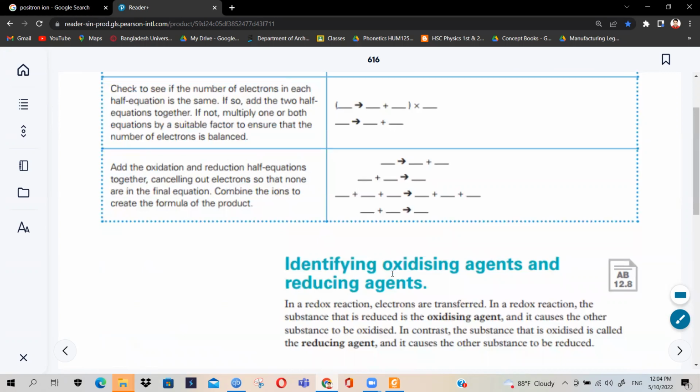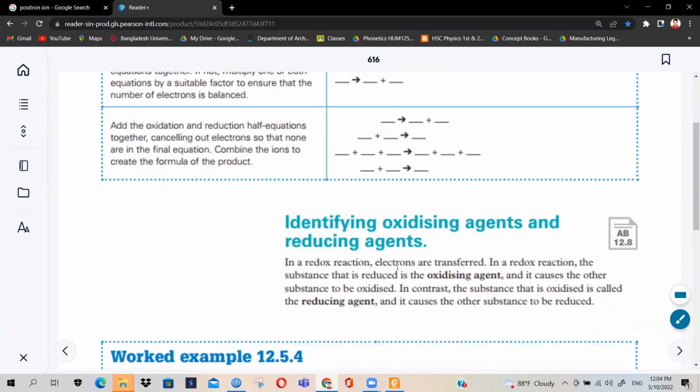Identifying oxidizing agents and reducing agents. In a redox reaction, electrons are transferred. In a redox reaction, the substance that is reduced is the oxidizing agent. If you read these things, this might get difficult, so just follow my class note. What did I say? Oxidizing agents are related to reduction, and reducing agents are related to oxidation.